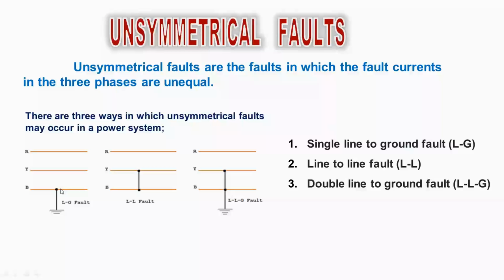This type of fault is called an unsymmetrical fault. That means the fault currents in the three phases are different, not equal. So this fault is called an unsymmetrical fault.